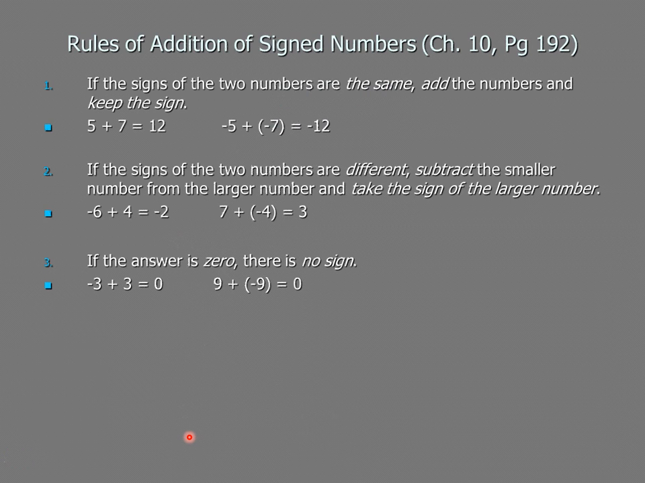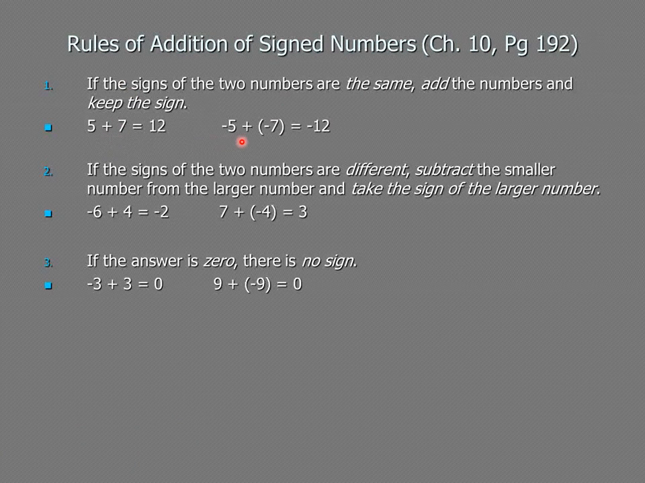Okay, now we'll see how we add two signed numbers. Now, if you add two numbers, first of all, if both of the numbers have the same sign, just add the numbers and keep the sign. Now look at this example. Let's say 5 plus 7. You are adding 5 and 7. Both numbers are positive. You add it and you keep the sign, which is positive.